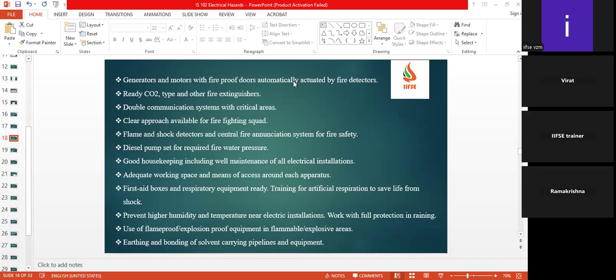When we say artificial respiration, we mean CPR. People should be trained in first aid in case of electric shock, and in how to treat that person in case of burns or electric shock, or if he is not breathing or has become unconscious. When a person becomes unconscious, we have to immediately start giving CPR, cardiopulmonary resuscitation.